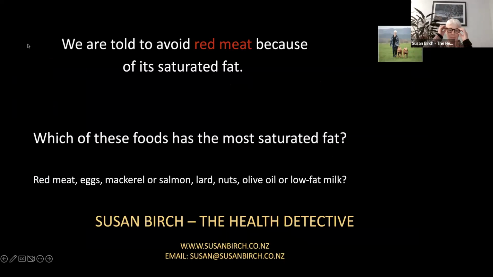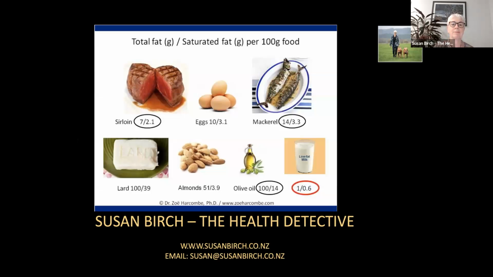All right. So got a little quiz for you. We're told to avoid red meat because of its saturated fat. So my question to you is, which of these foods has the most saturated fat? Red meat, eggs, oily fish like mackerel or salmon, lard, nuts and seeds, olive oil, or low-fat milk? So I want you to think about that for a moment. I'm sure you will realise it's probably a little bit of a trick question.